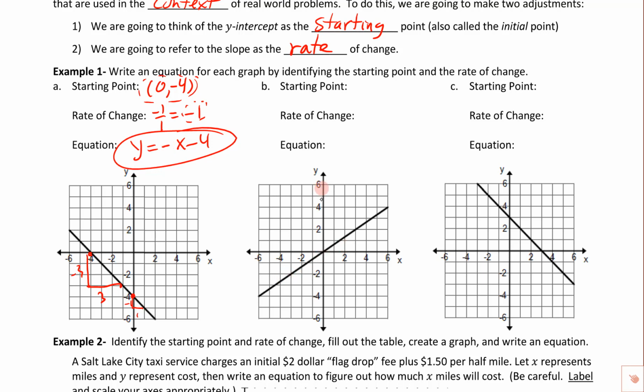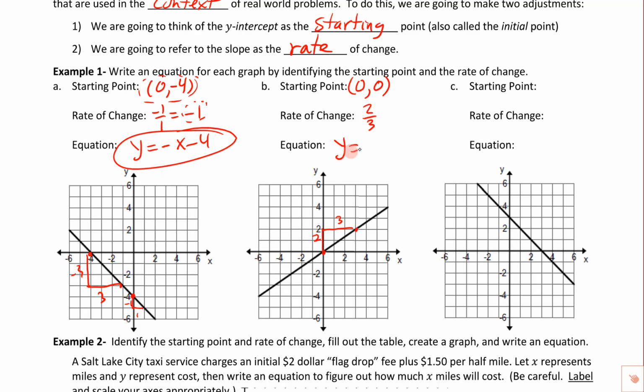We need the starting point, so again, it's going to be wherever we are on the y-axis. Okay, so the starting point is going to be 0 comma, in this particular case it's also 0. Now we need the rate of change. Let's find some convenient points. Probably this one right here, rise 2 and run 3. So if we rise 2 and run 3, that would be a slope of rise on the top, run on the bottom. So there we go.